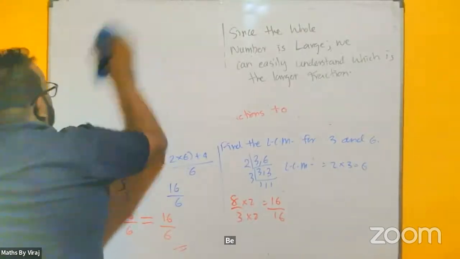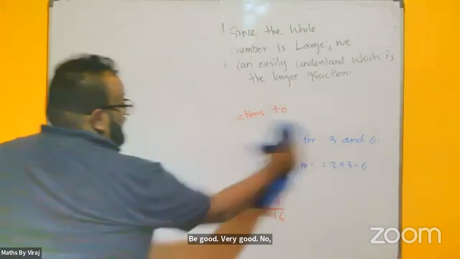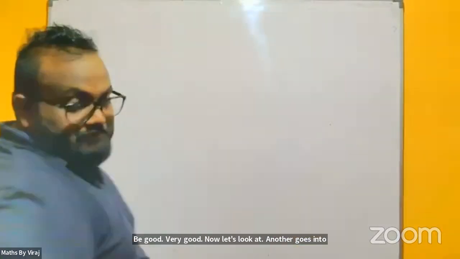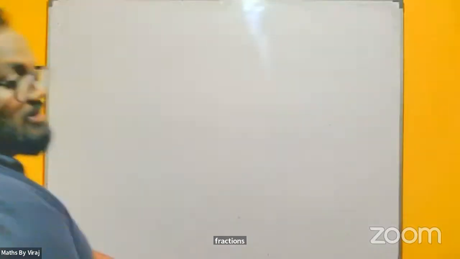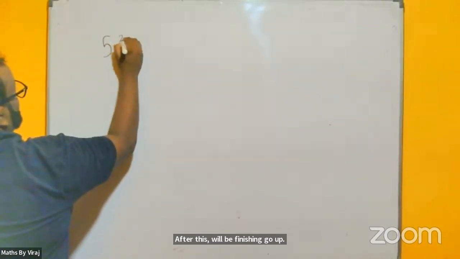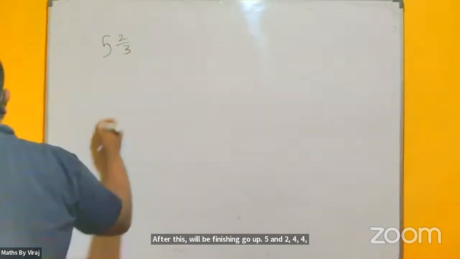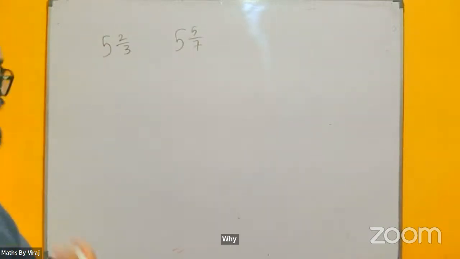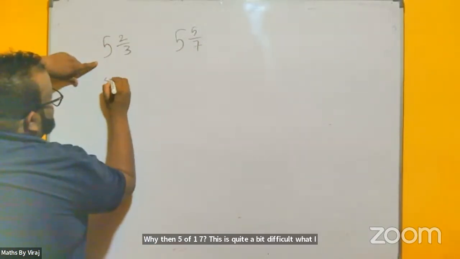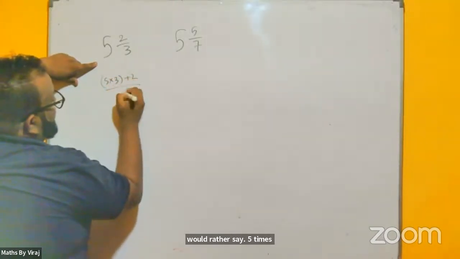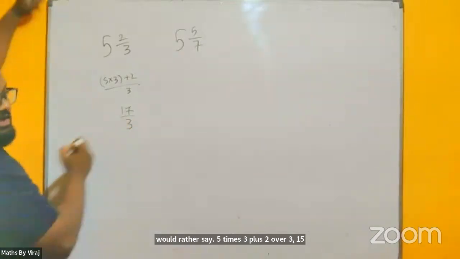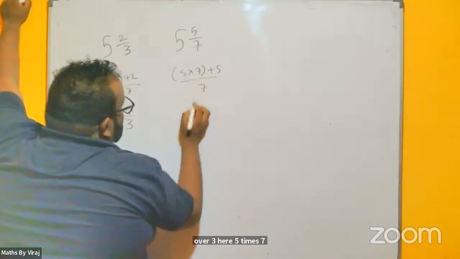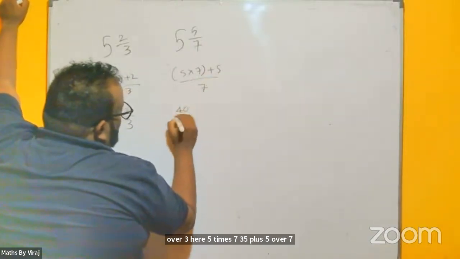Very nice. Very good. Now let's look at another two sets of fractions. After this, we'll be finishing off comparison of fractions. 5 and 2 upon 3, 5 and 5 upon 7. This is quite a bit more difficult, I would say. 5 times 3 plus 2 over 3. 15 and 2, 17 over 3. Here, 5 times 7, 35 plus 5 over 7. 35 plus 5 is 40 over 7.